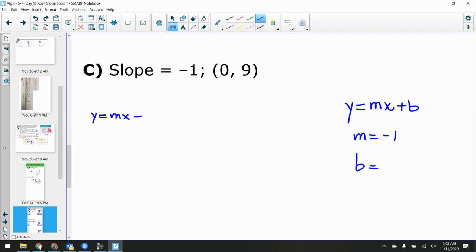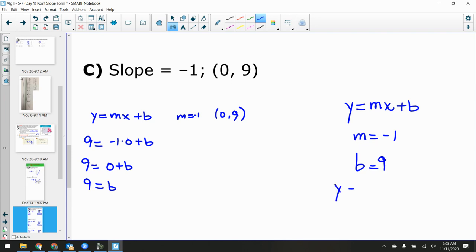I want to find y equals mx plus b when m is -1 and the point is 0, 9. So that means, that's a 9. 9 is equal to -1 times x, -1 times 0 plus b. Well, -1 times 0 is 0. Subtract over the 0, I get 9 as my b value. Y equals -1x, or just -x if you wanted to, plus 9.